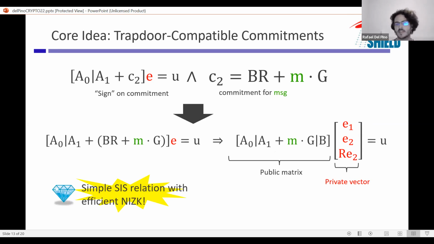And we cannot release this vector e1, e2, or e2 directly as a signature because it is directly correlated to e, so the server would be able to link the signature. But what we can do is just publish a very simple non-interactive zero-knowledge proof for SIS, where we prove that this matrix, which is completely public, times a small vector is equal to U. That is very simple to do.